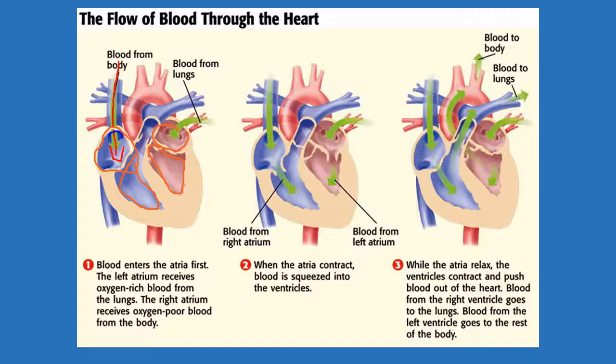Okay, so first blood enters into the right atrium. It comes from two places. There's this blood vessel here on top called the superior vena cava. It's a vein. You notice it's blue? It's a vein. Well, that's not always considered true.